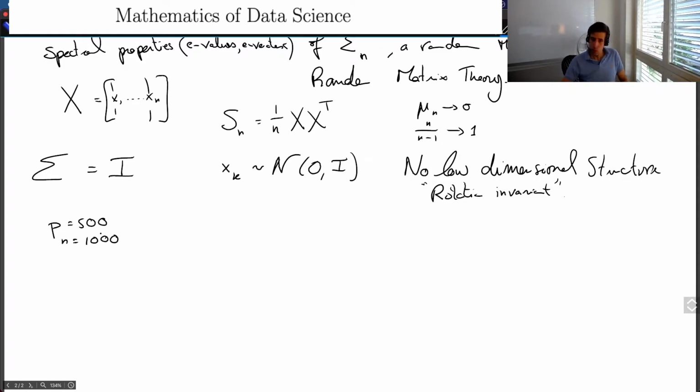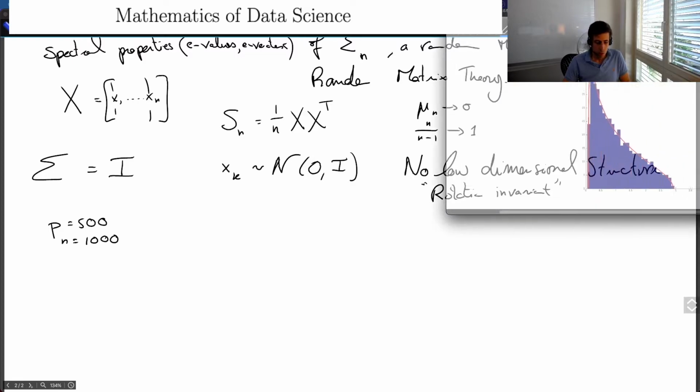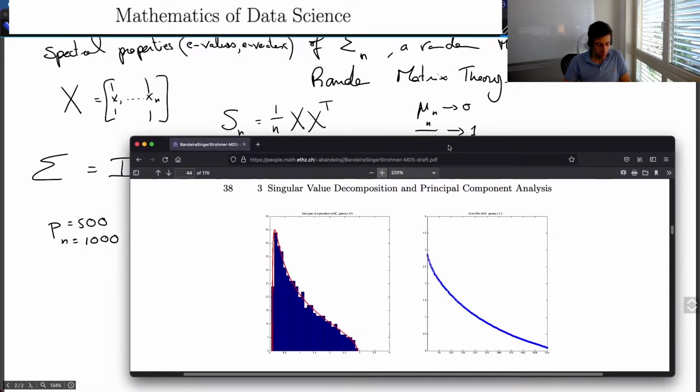Okay, and now try it on the computer. You draw n Gaussians in dimension 500, isotropic standard Gaussians, and you compute the eigenvalues of the covariance matrix. Okay, and here's what you get. I've done this already. Here's what you get. Okay, so look at this.